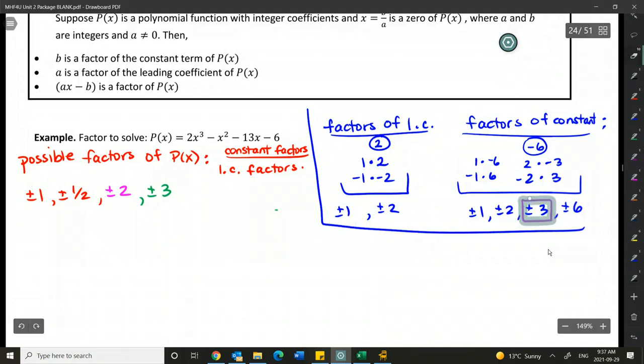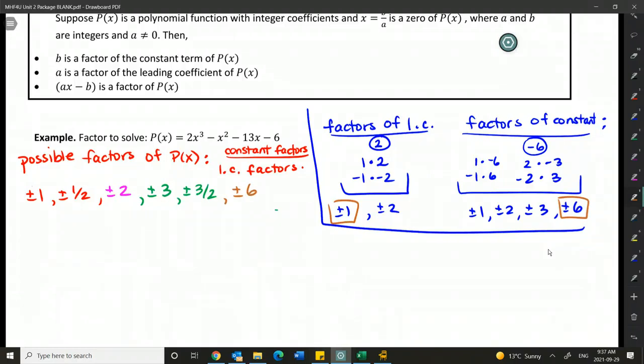Just 3 over 1. Okay, the next one, 3 over 2. I can have positive and negative combinations of that, so I'm going to add that to my list. Okay, last one, we'll do 6 over 1. Of course, that's just going to give me back 6. And of course, I can have different positive and negative combinations of that. And then the last one is 6 over 2.